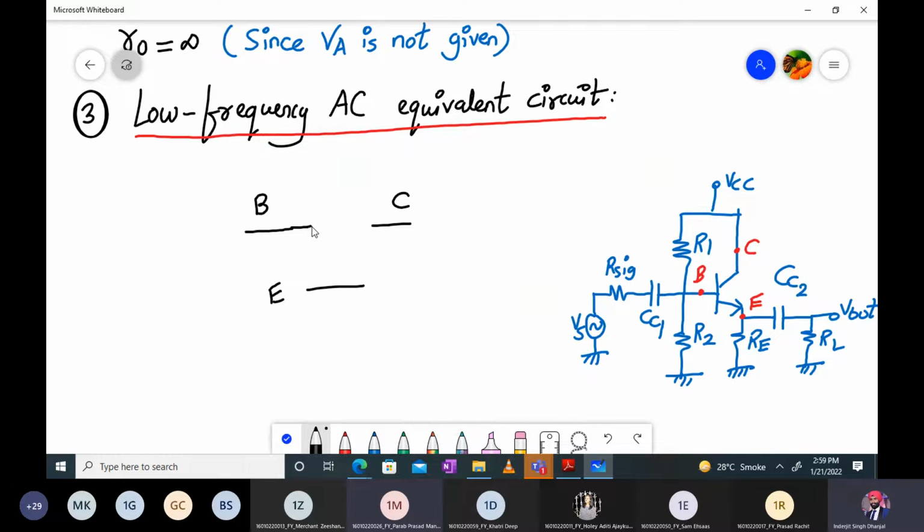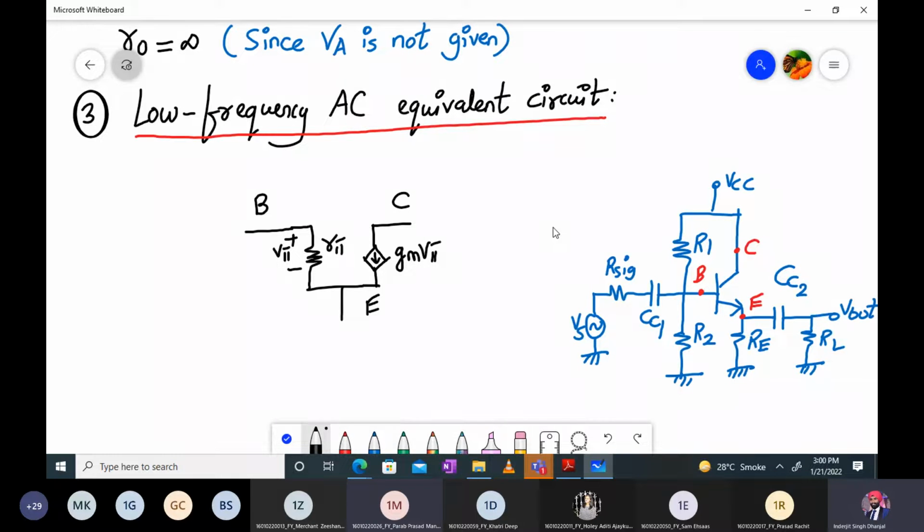Okay, so between the base and emitter, what do we have? We have R pi, right? We have R pi resistance. Between collector and emitter, what do we have? We have a voltage dependent current source, whose value is given by Gm into V pi. Where is V pi? This is V pi. Okay, so this is your hybrid pi model. That means you have replaced your transistor with a linearized hybrid pi model.